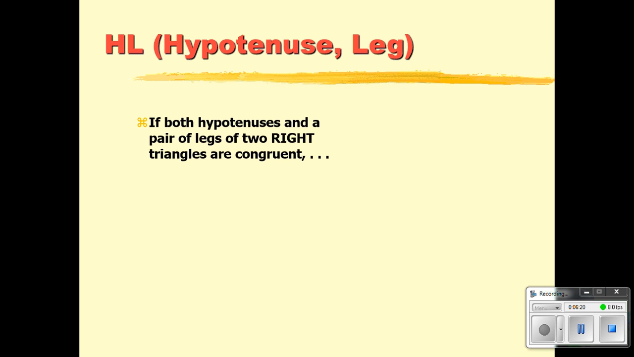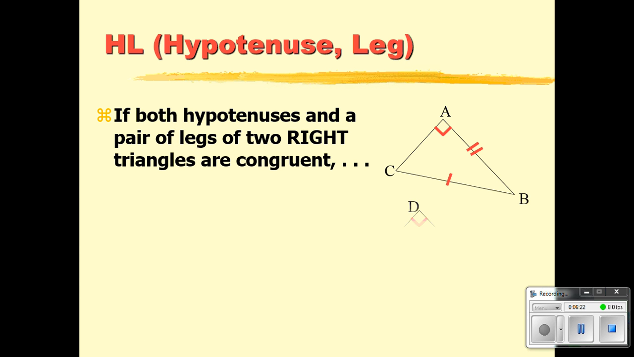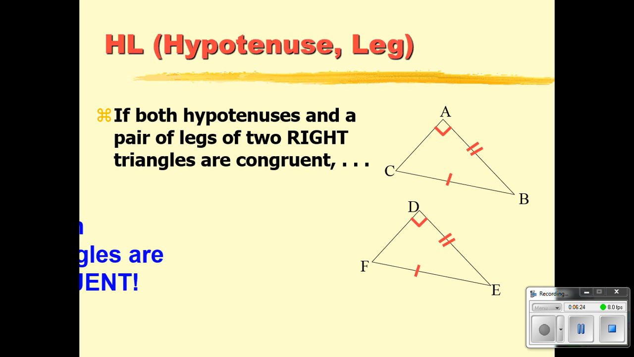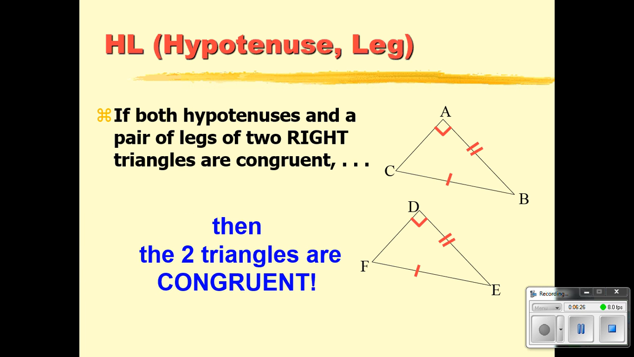Another one that we can use, now this is an exception to that rule. I just said that SSA doesn't work, and it really doesn't work, except in one case. There is one case of SSA that works, but we can't call it SSA. We're just not putting that on our paper. But it only works if the angle is a 90-degree angle. That is the only SSA situation that works.